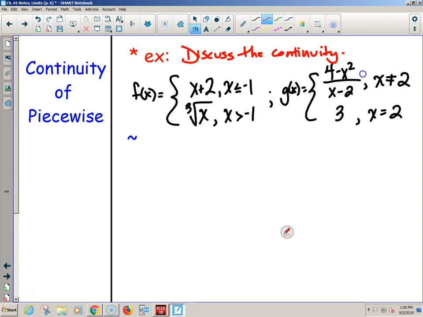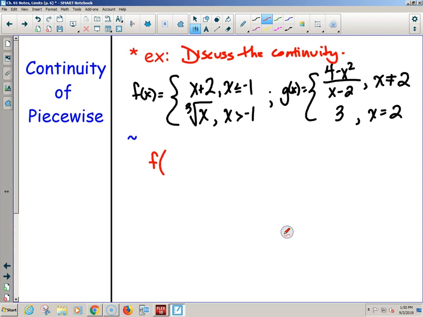Alright. Let's start with f. We're a little bit more used to him. Does this guy have any problems in and amongst himself? X plus 2. Could he be discontinuous by himself anyway? Nah, he's fine. How about the cubed root of x? He's fine too. He's not a square root. He's a cubed root. I can have positives, I can have negatives, I can have zeros. Okay, so top guy, no problems. Bottom guy, no problems. The one thing we have to think about is, do they connect?